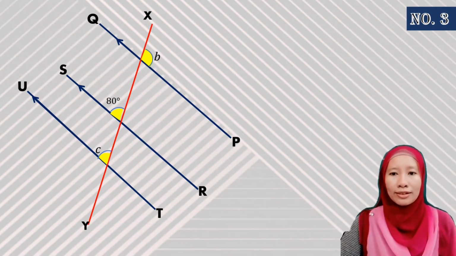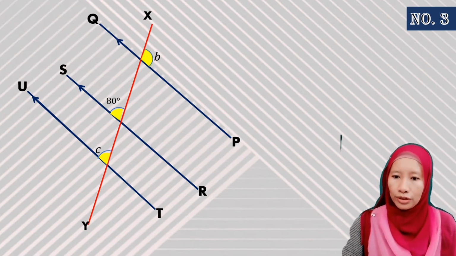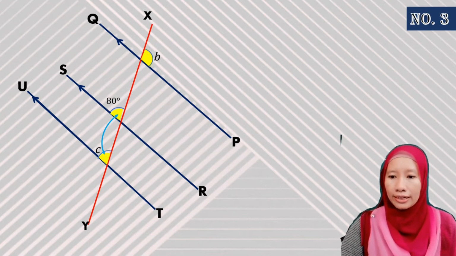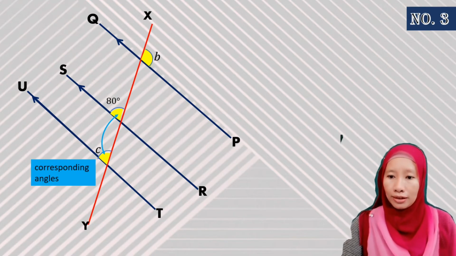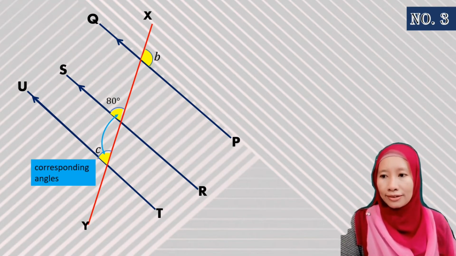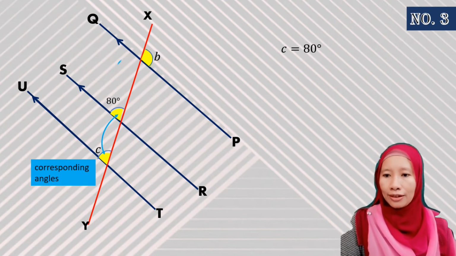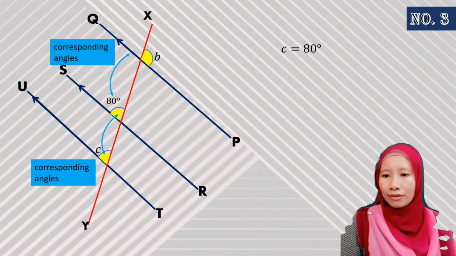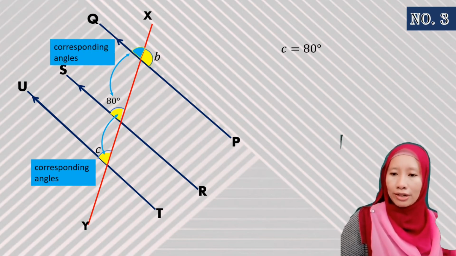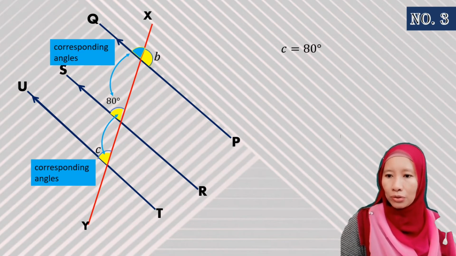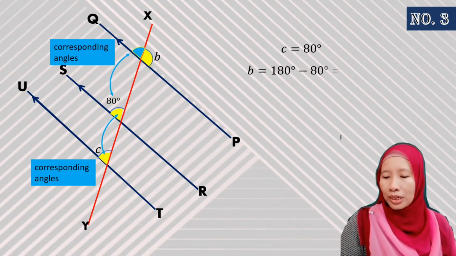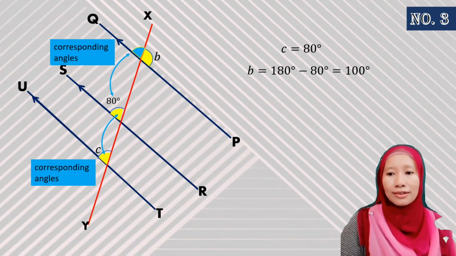Next, we look at question number 3. So over here, look at A and 80. They are corresponding angles. So C equals 80 degrees. And then 80 degrees and that one is corresponding angles. So these two, B equals 180 minus 80 degrees equals 100 degrees. So B equals 100 degrees.